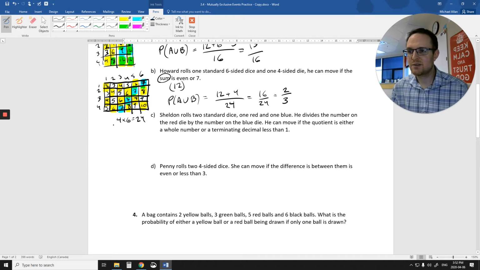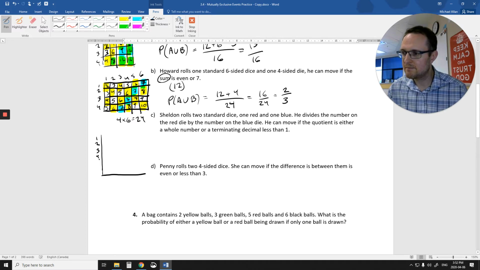Sheldon rolls 2 standard dice. So standard dice are 1 to 6. So that means there's going to be a 36 sample space here.